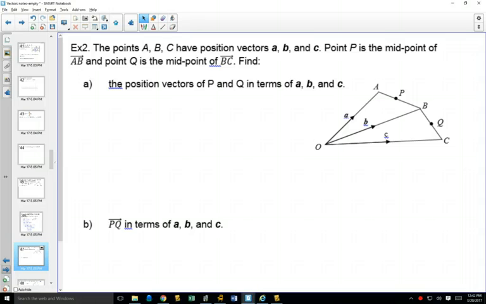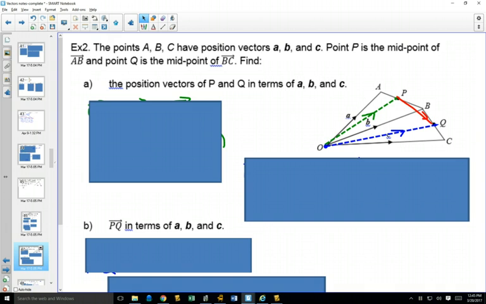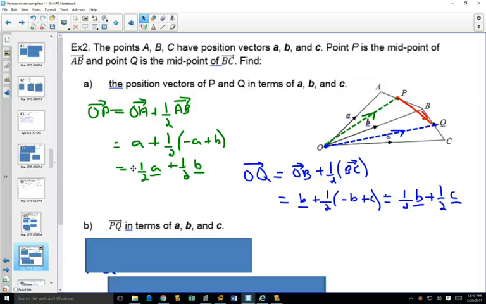So here we have A, B, and C have position vectors a, b, and c respectively. P is the midpoint of AB, and Q is the midpoint of BC. Find the position vectors p and q in terms of a, b, and c. And then eventually, what we want to find is how can you go from P to Q traveling only in those directions? What would you tell someone to do? How would they get there? So I'm going to let you try this one. I'll put the answers up in a bit. Check if you got O to P and O to Q right.